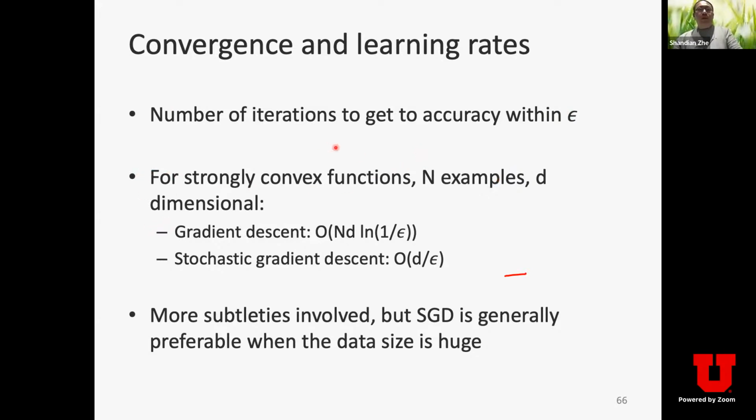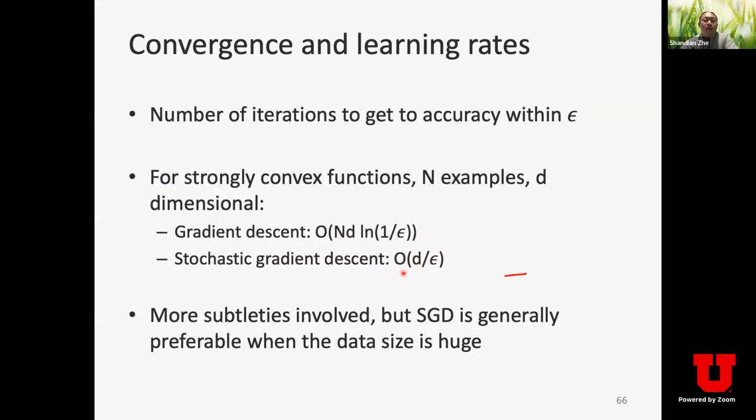So here are some results. For strongly convex functions, suppose you have n examples and a d-dimensional optimization problem, that means you have a d-dimensional input. Then the number of iterations required for gradient descent to arrive within epsilon distance to the ground truth is big O of n times d times logarithm 1 over epsilon. And if you run stochastic gradient descent, then the number of iterations is upper bounded by some constant times d over epsilon.